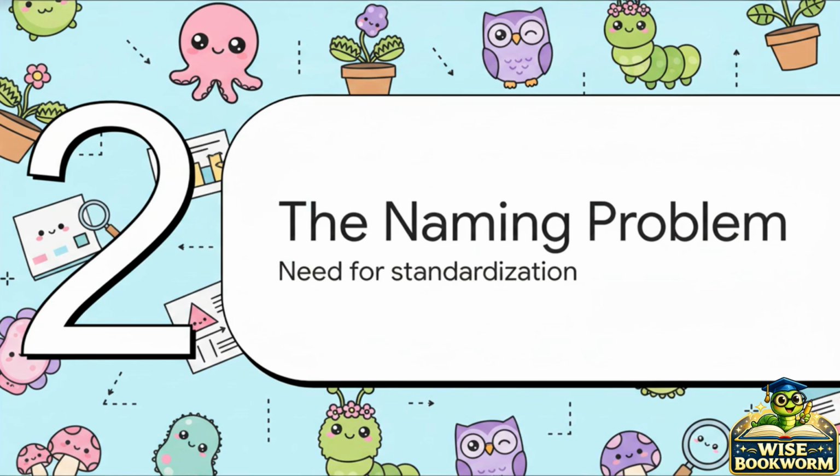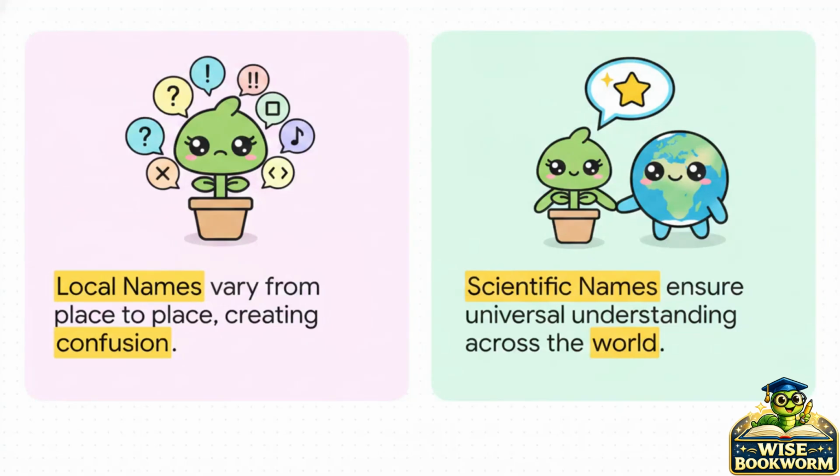Moving on to Section 2. Solving the naming problem. Now, with almost 2 million species, you can probably guess that talking about them could turn into a total logistical nightmare, right? Think about the contrast here. You have the absolute chaos of local names on one hand, and the elegant clarity of a global scientific standard on the other. If we only used local names for plants and animals, those names would change immensely from town to town, even within the exact same country. It would be total confusion.